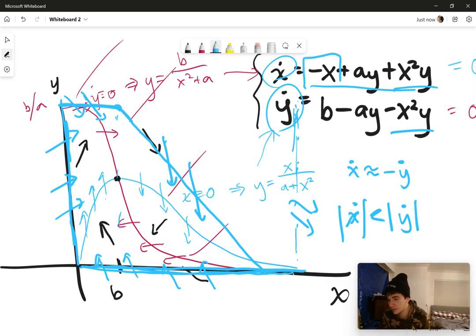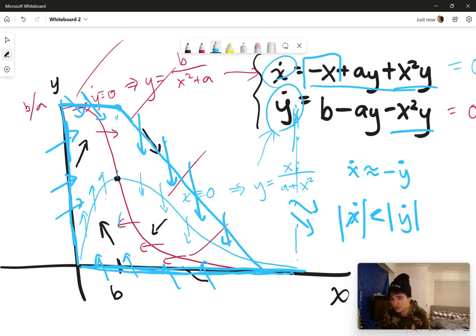And so we're going to have a system that ultimately has a smaller magnitude of flow in the horizontal direction than in the vertical direction. And so along this diagonal here, we're going to have flow that goes into the region. Okay. And so now we've determined that this region I've drawn here in blue is indeed a trapping region.